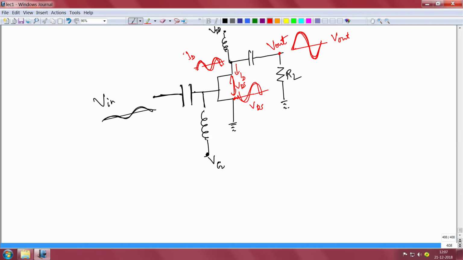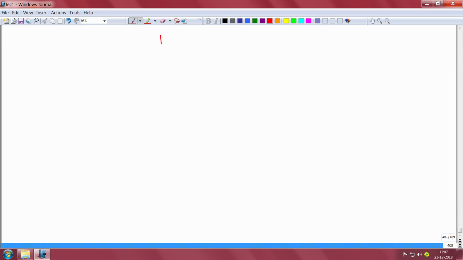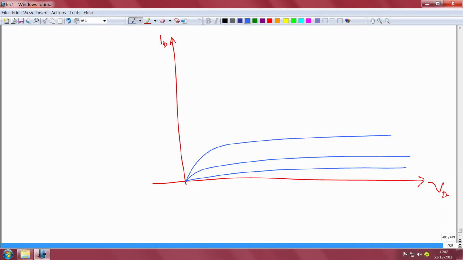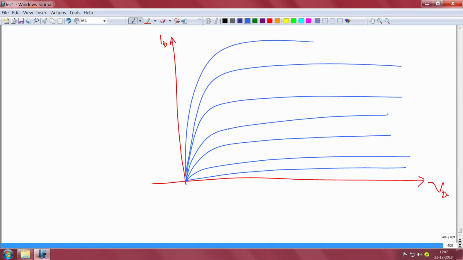So what happens is that you have, for example, the ID-VD characteristics here, the drain current ID and the drain voltage VD. Let me actually draw it on a different page maybe. So you have the drain current and the drain voltage here, and you have this ID-VD family of curves here, like that.